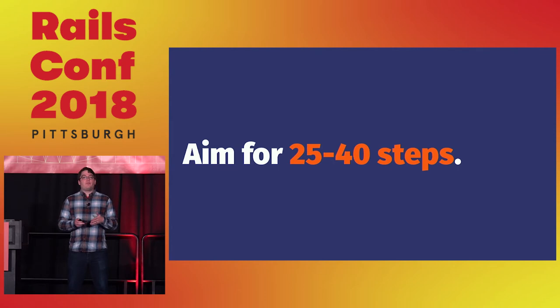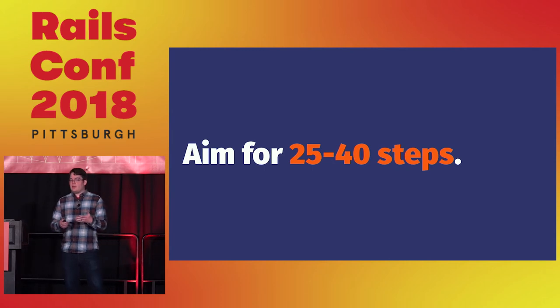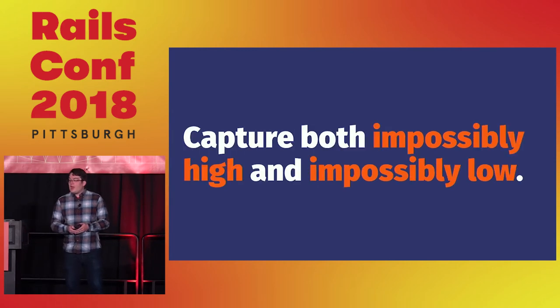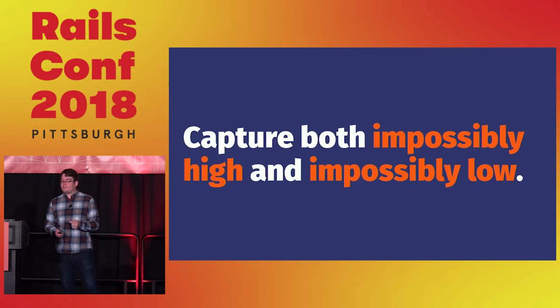And then you want to aim for 25 to 45 steps in this scale. So you have different buckets in the scale, like $0 to $5, for instance. You want to aim for 25 to 40 steps. That gives you a great amount of fidelity in the surveys that you're gonna gather. And you want to try to capture both impossibly high and impossibly low values within this scale.